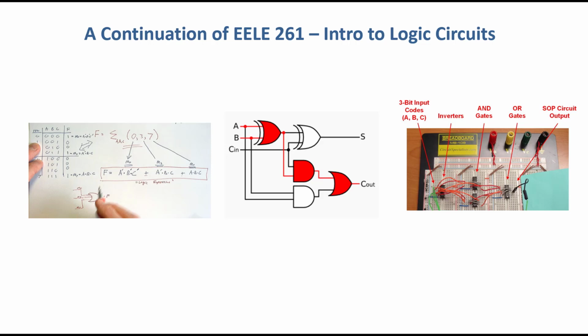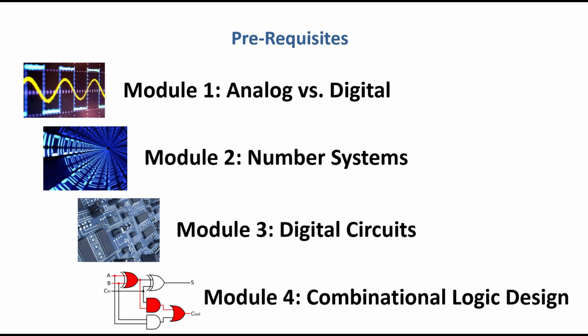So what you should have coming into this class, whether you took 261 or an equivalent class, is the following. In 261, we started with just looking at the basics of analog versus digital, where we learned that an analog system uses real information that is coded continuously, or that is a continuous representation of the information, whereas digital is a coded representation. And the codes that we used were typically binary codes.